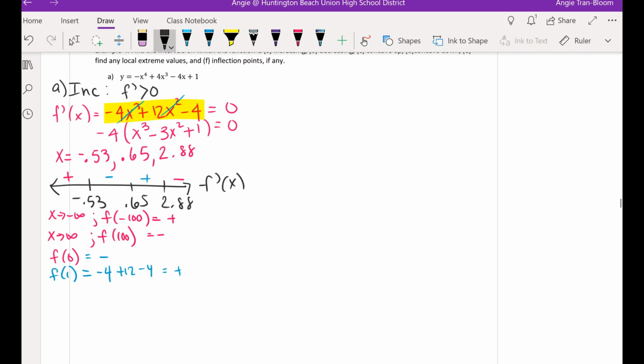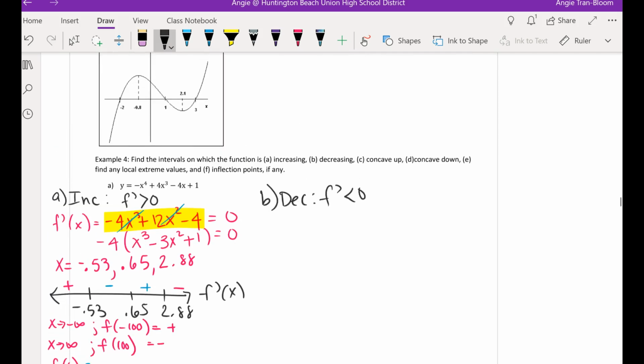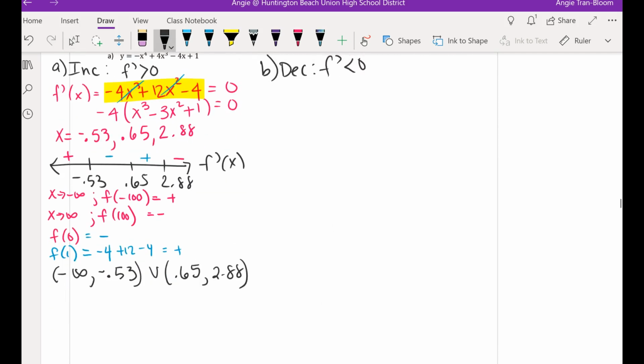Ready? It's going to be increasing from negative infinity all the way to negative 0.53. And again, you can use brackets or parentheses. Your book uses brackets per definition; I normally like to use parentheses. Union that with 0.65 all the way to 2.88. So that's increase. Now decreasing, I did the work for it already, so I'm just going to write the answer. That's B, decrease, which is when the derivative is less than 0. Based on my number line, it's less than 0 from negative 0.53 all the way to 0.65, or from positive 2.88 all the way to infinity.